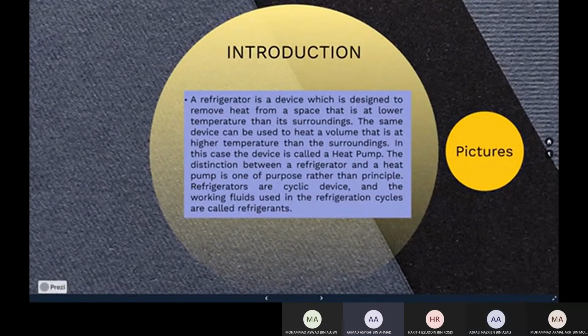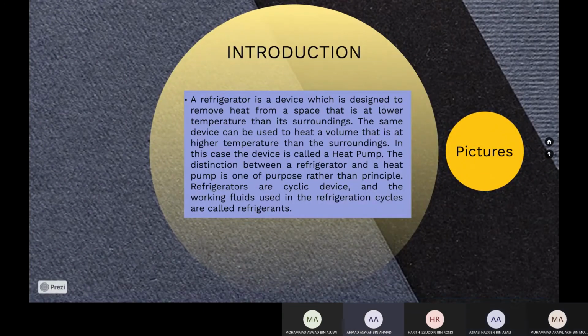For the introduction, a refrigerator is a device which is designed to remove heat from a space that is at a lower temperature than the surroundings. The same device can be used to heat a volume that is at a higher temperature than the surrounding. In this case, the device is called a heat pump.